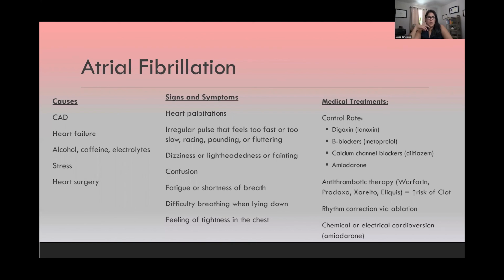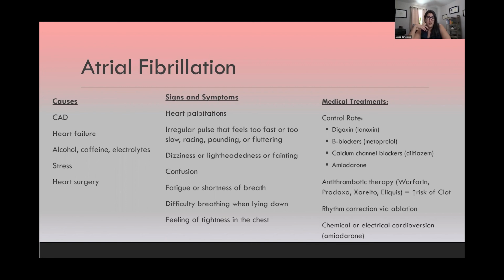Some of the causes are coronary artery disease, heart failure, alcohol, caffeine, electrolytes. Sometimes surgery can cause it. And the signs and symptoms could be palpitations. It could be an irregular pulse. If you take the pulse of the patient, you can see that it's like skipping. Dizziness, lightheadedness, again, goes back to cardiac output. However, some people could be in atrial fibrillation and not even notice.